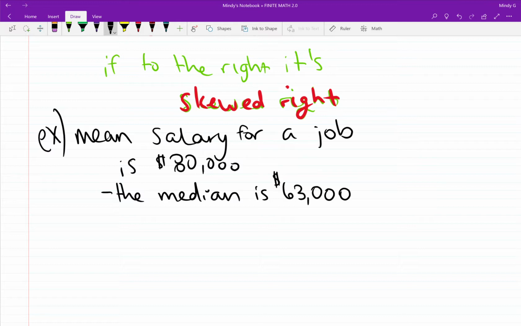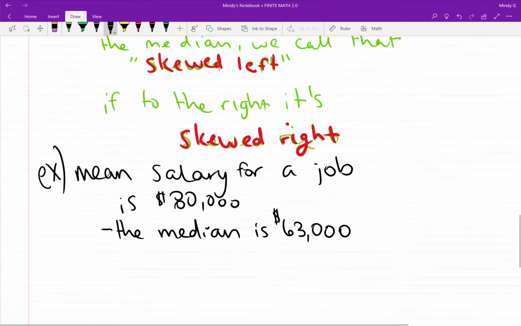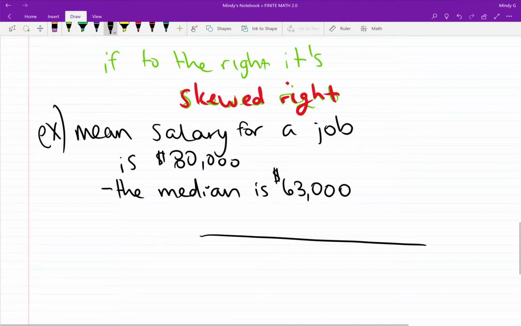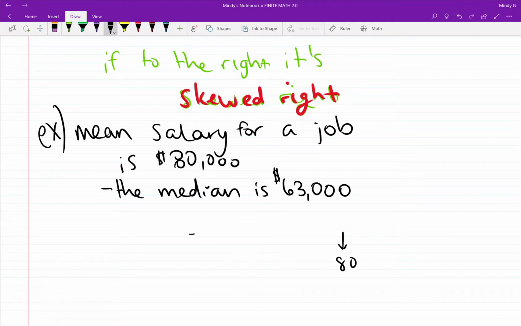If you look on a number line, the median is here at 63. The mean is here at 80. This is a skewed right set of data values, because the mean falls to the right of the median, the very center value. So we say that data is skewed right. Does that make sense? All right.